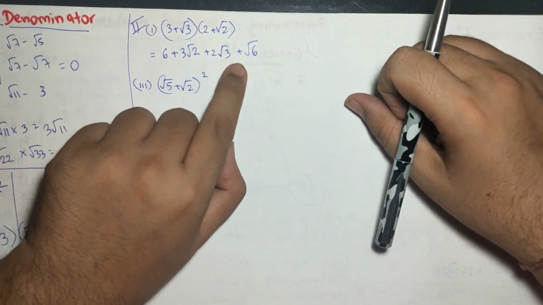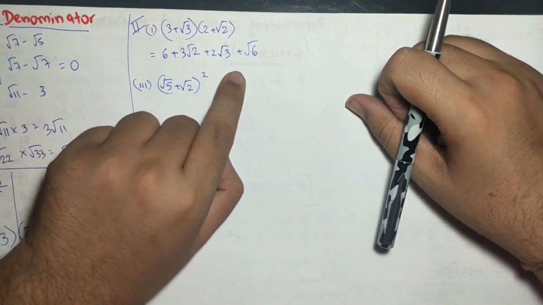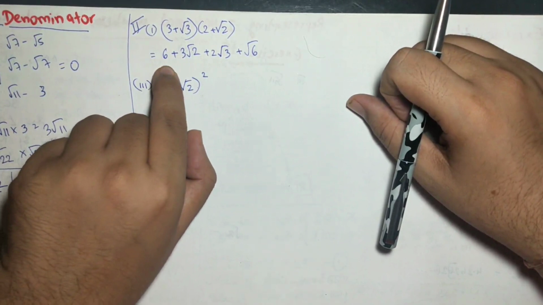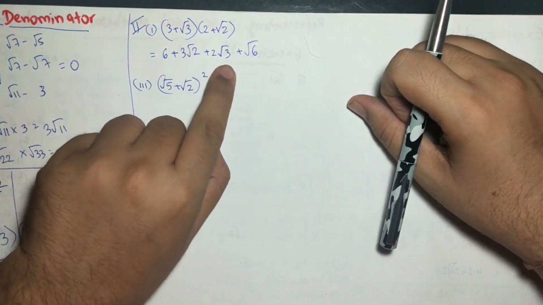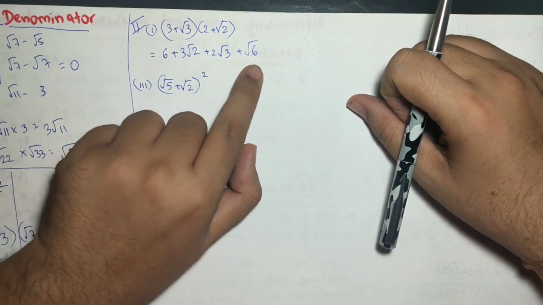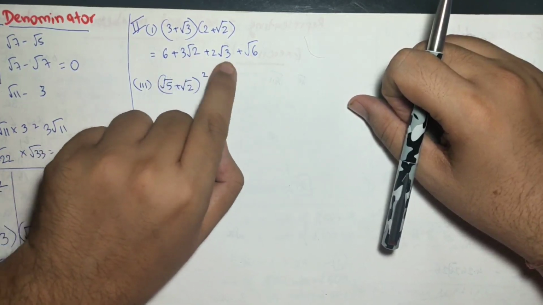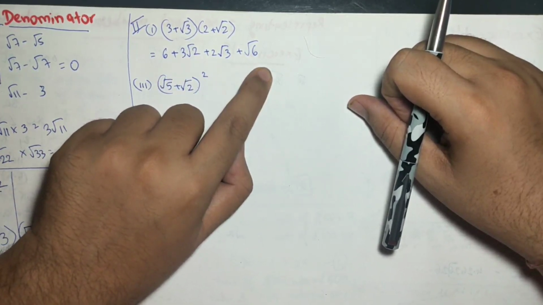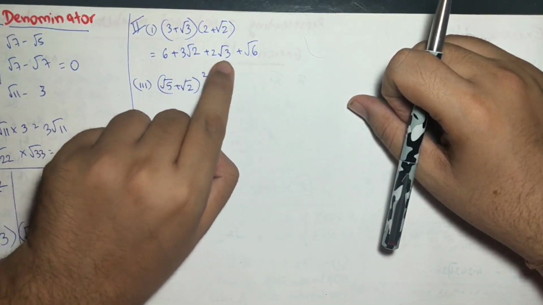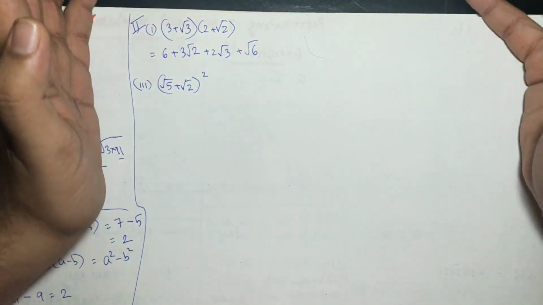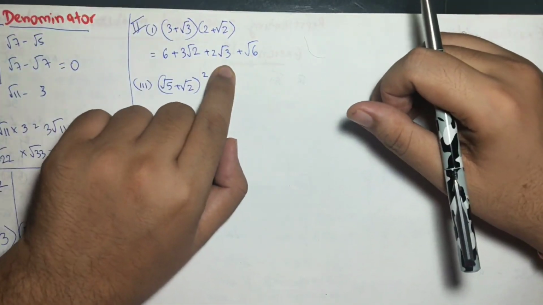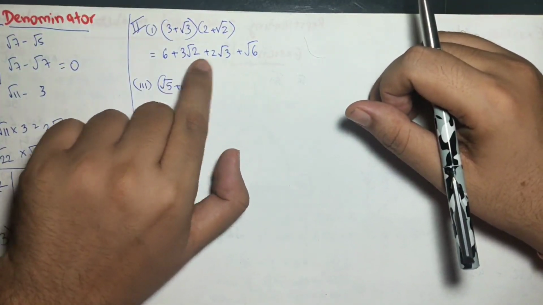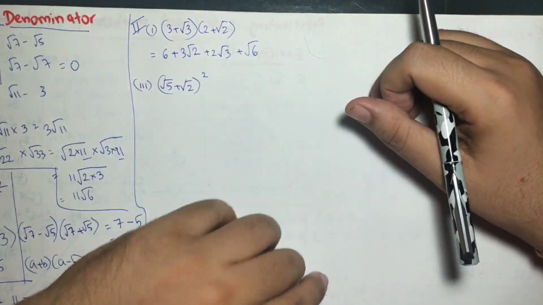Now in this answer, nothing is like term. 6 was the only constant. This is 3 root 2, 2 root 3 and root 6. As I have said, irrational numbers have to be taken as variables. Root 2, root 3, root 6, all are different numbers, so they cannot be added. So this is your final answer. Don't add or do anything with it.